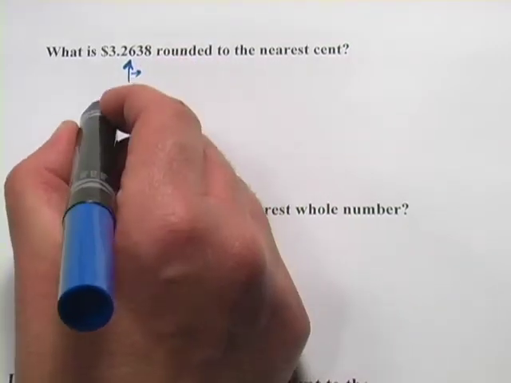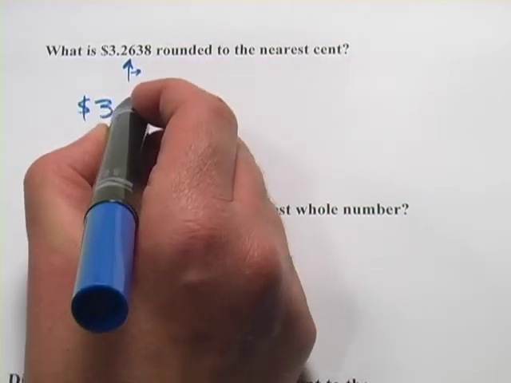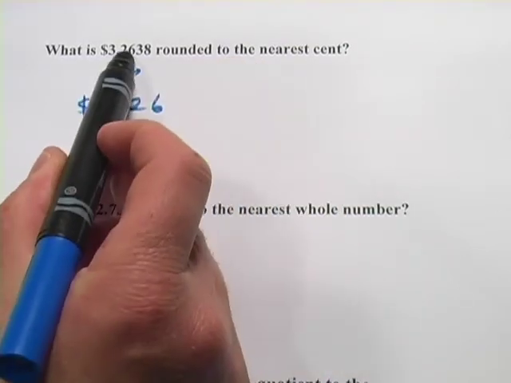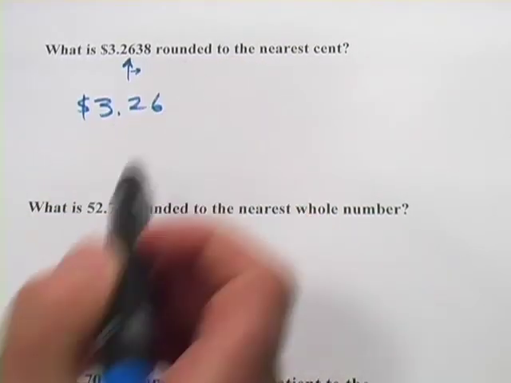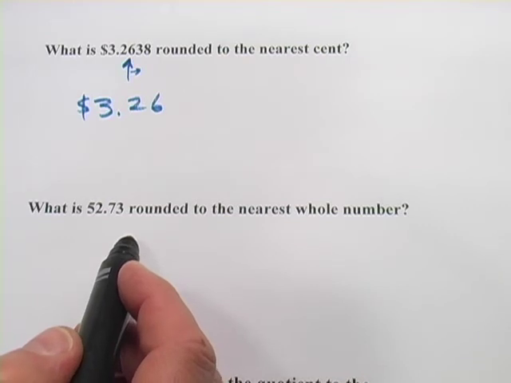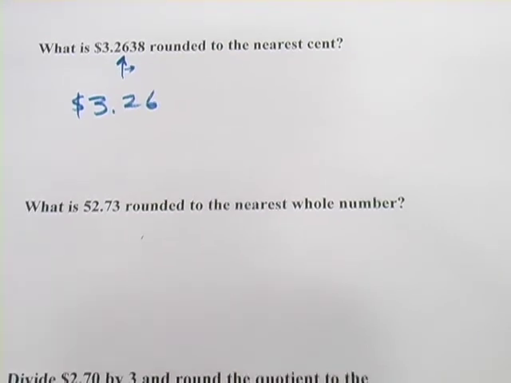So in this case, if we're going to round this to the nearest penny, nearest cent, we leave the 6 a 6, and then we just drop off the rest of the stuff. So $3.26. Let's look at this next one.